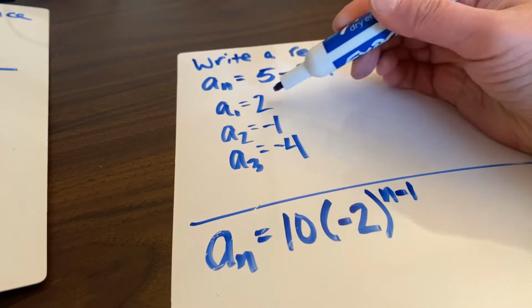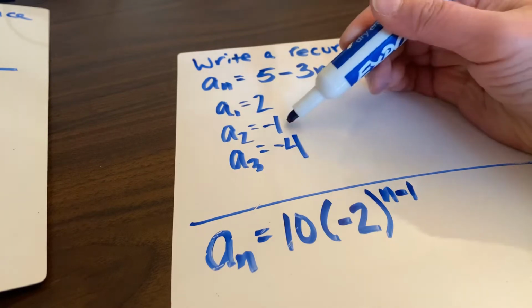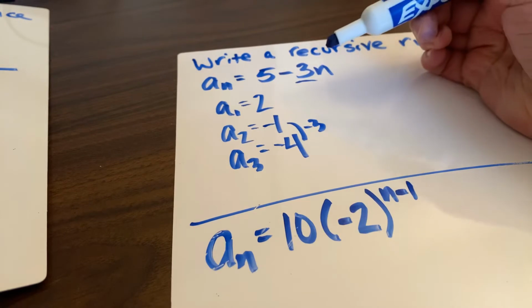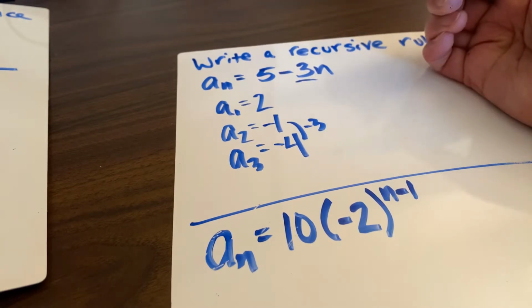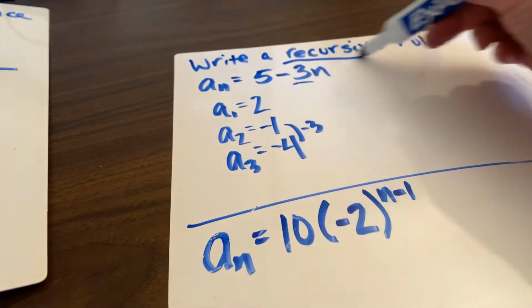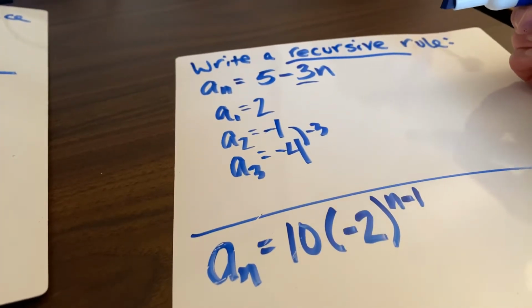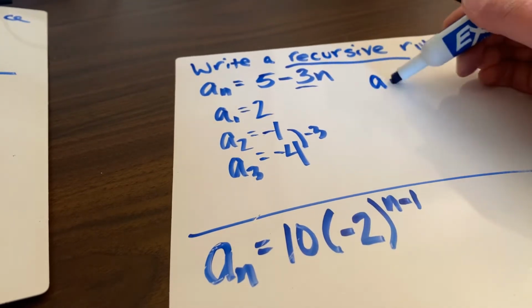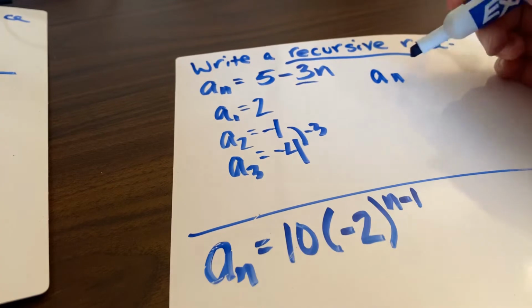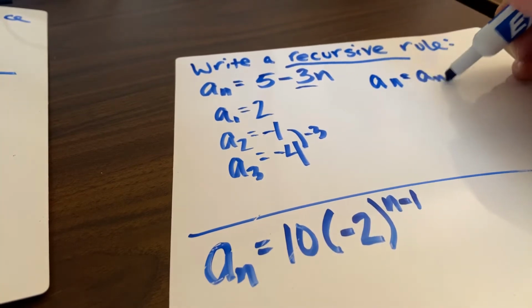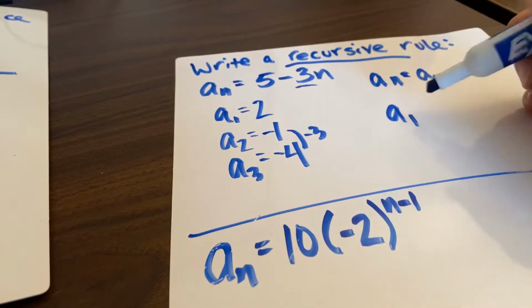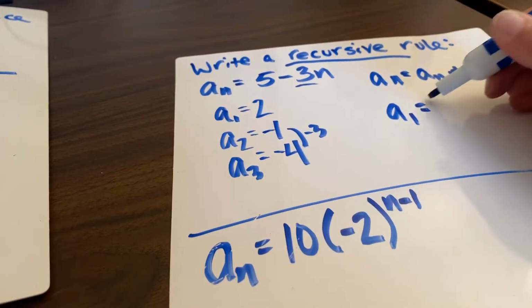So what's happening? We're subtracting 3 each time, right? And that's given to us right there. That is our common difference, right? And so we need to write a recursive rule. And a recursive rule will look, remember, a sub n equals a sub n minus 1 plus the common difference. Well, we start by writing our first term. So a sub 1 is 2.